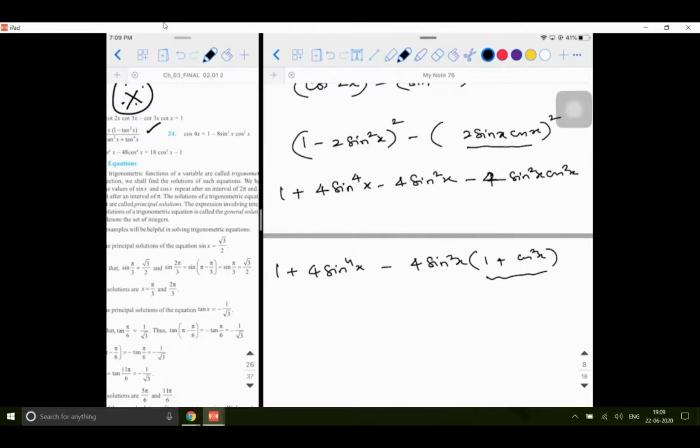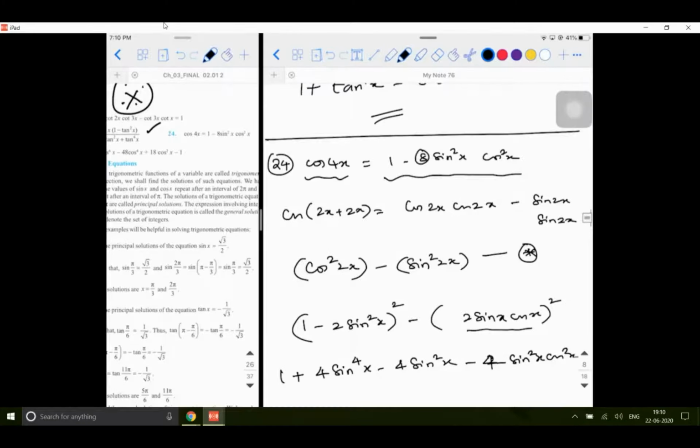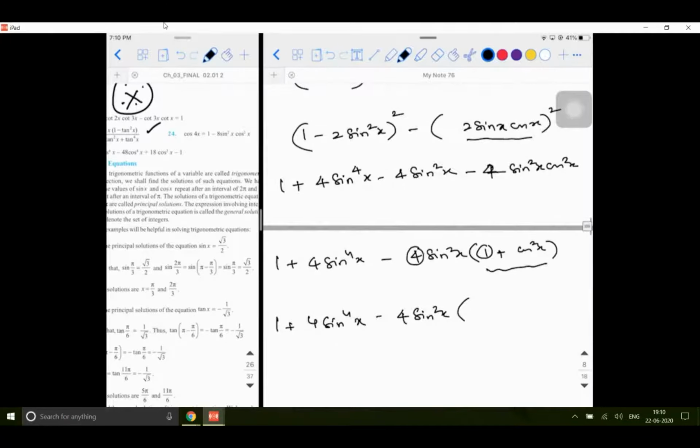See, this is a very critical step. You might not have used this, but observe: 4 sine power 4x minus 4 sine square x is there, right? Logically speaking, what do I need? I need 8 sine square x into cos square x. What do I have in my hand? I have 4 sine square x. To make this 4 as 8, I need a 2.